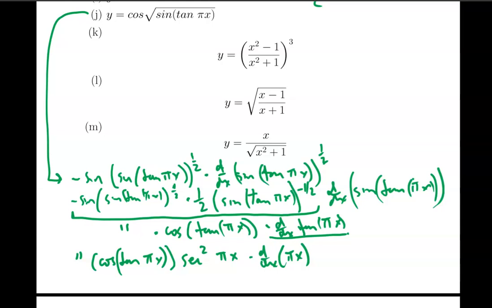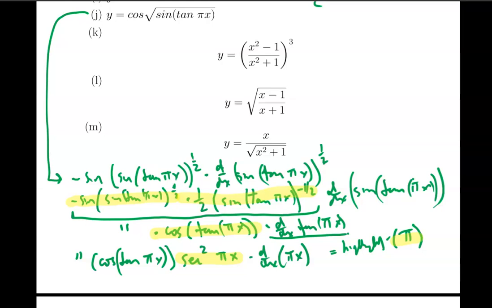Okay, so the final answer, let's see if I can do this, is all of this times this times this, which is equal to the highlighted part times pi, which is the derivative of pi x. So there's your answer. Everything in the highlighted, all multiplied together.